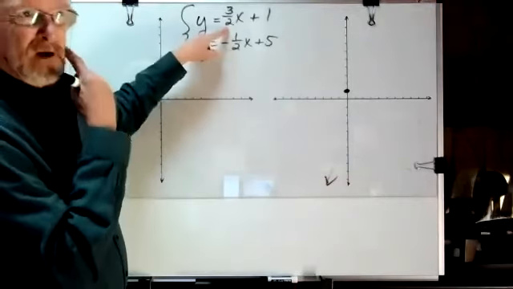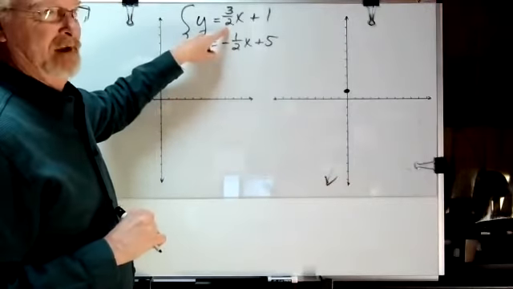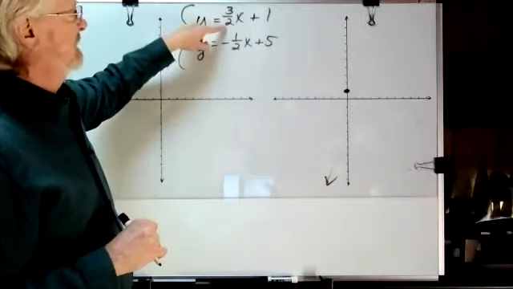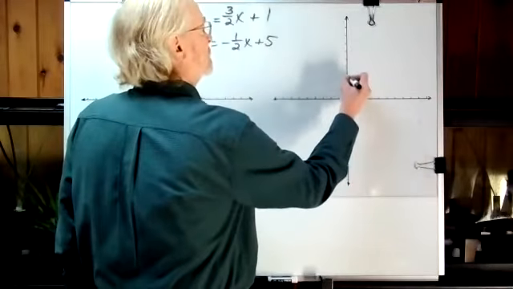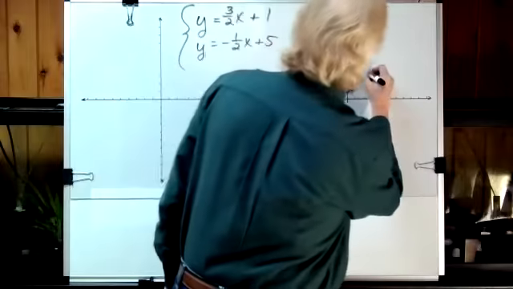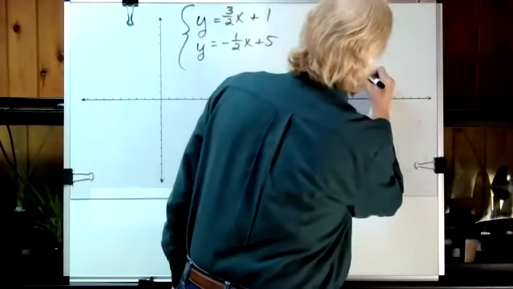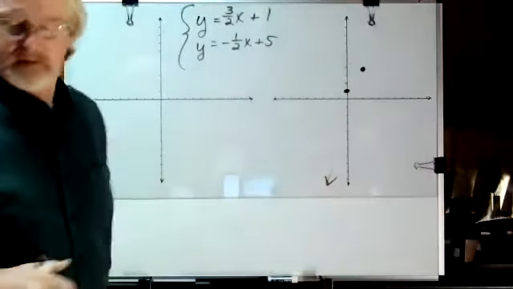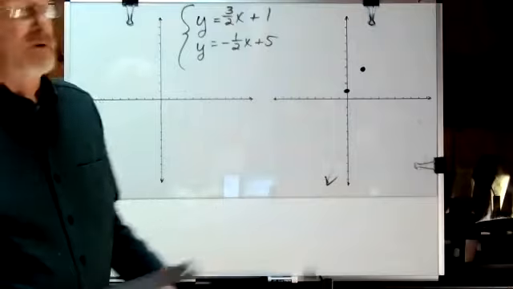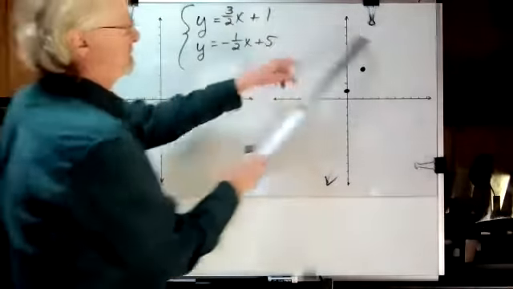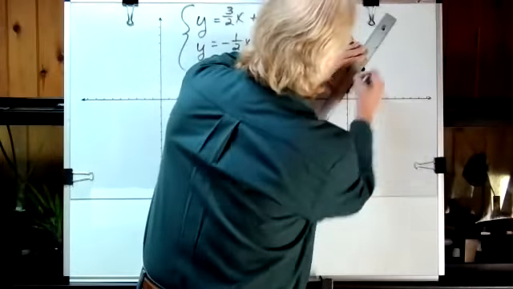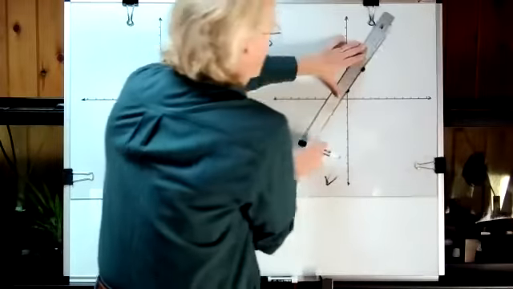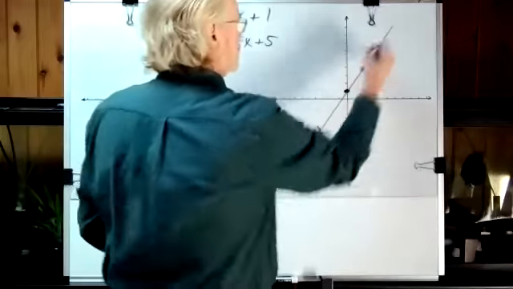But let's use our slope now to find a second point. Up 3 and over 2 from that one, a starting point. 1, 2, 3, over 2. Step in front here to get a decent location. All right. There's two points for the first equation. There we go. First equation.